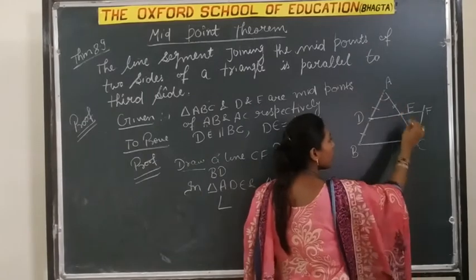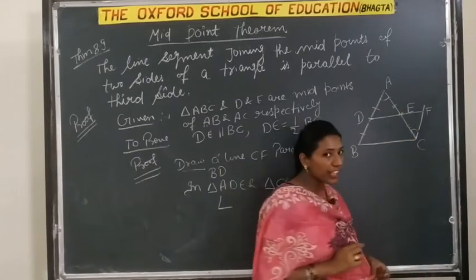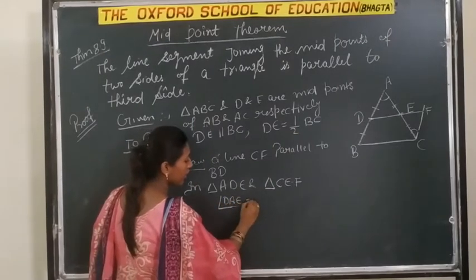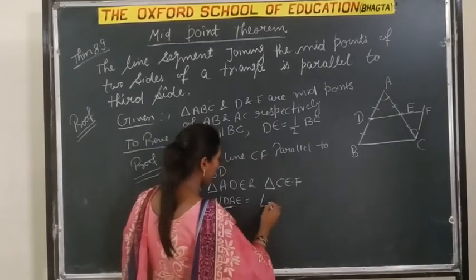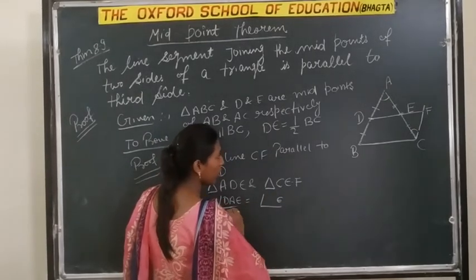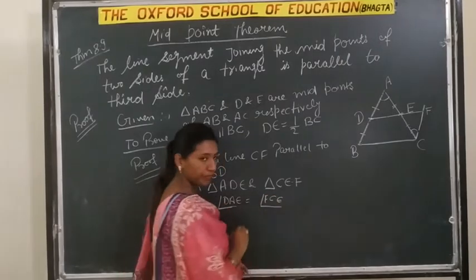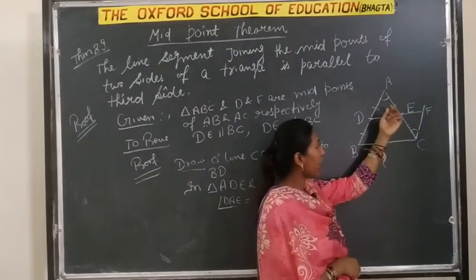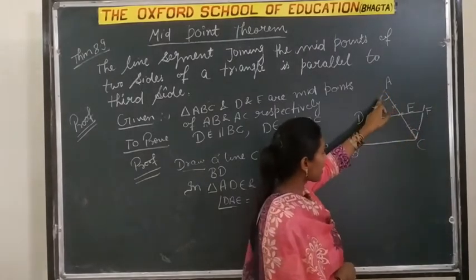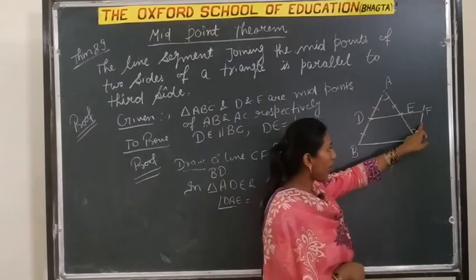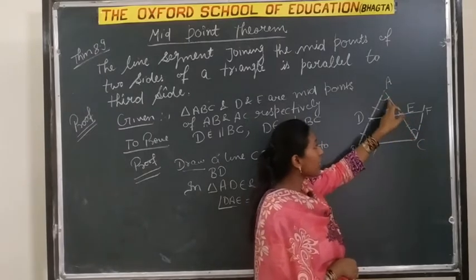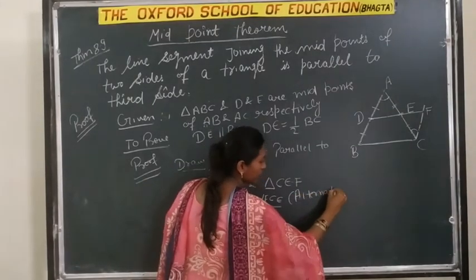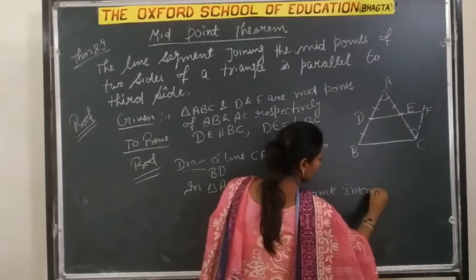Find three things equal. First of all, observe that these angles are equal. Why? Angle DAE is equal to angle FCE. These two angles are equal because we already said that this line is parallel to this line, and this is a transversal. Then these angles become alternate interior angles.